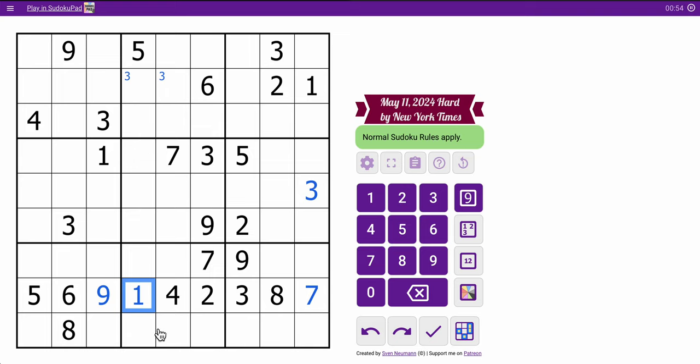That puts a 9, one of those two. 7 in one of those two. That's all I get for the bottom 3 rows. If I go by columns, oh look, there's a 3. 3 and 3 in one of those two.